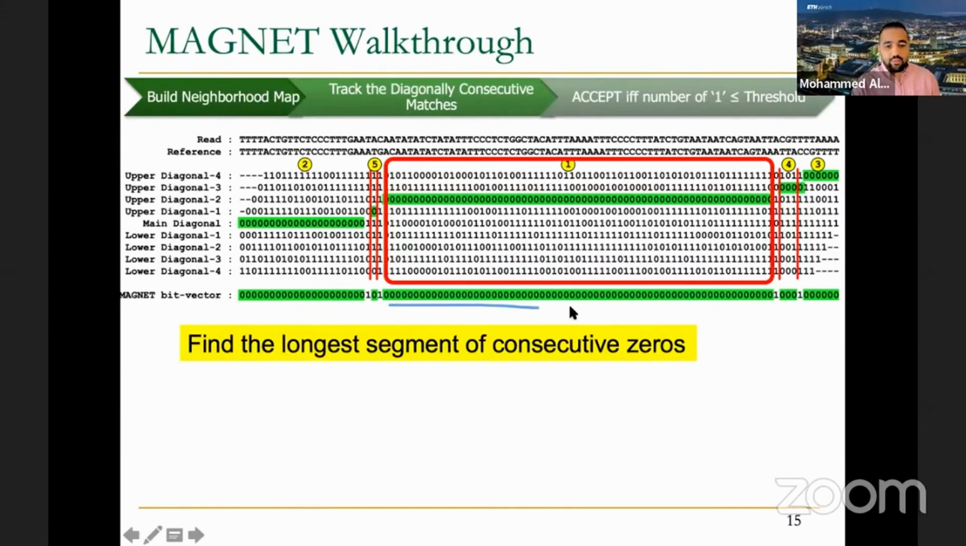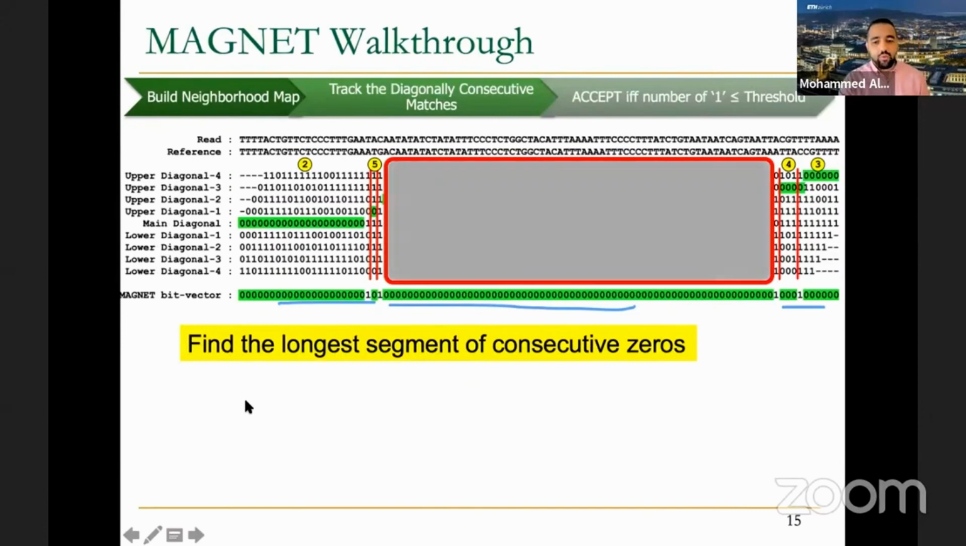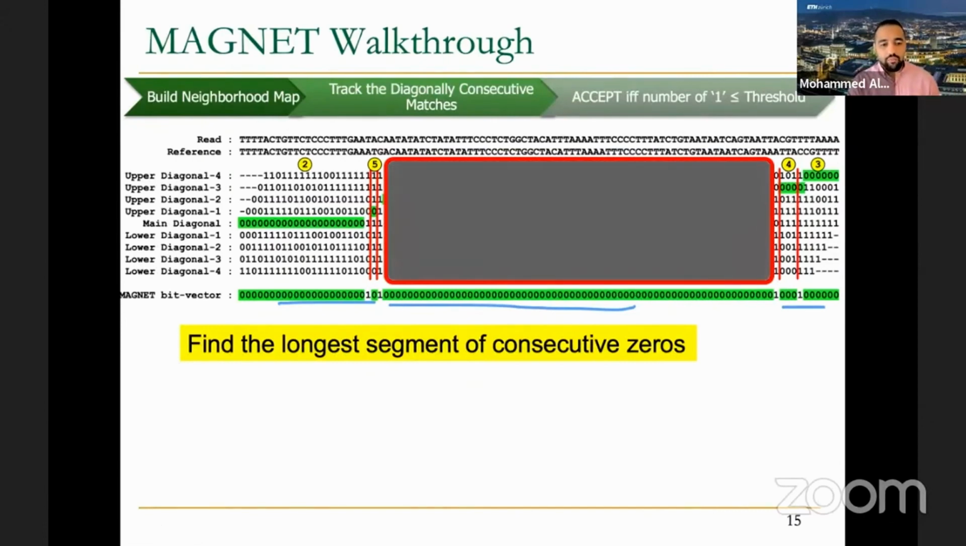Highlight. We first get this segment in the results. The rest is still not calculated. We don't have these yet. And now we cancel the entire area. Now, how do you cancel it in a real implementation? For us, we change everything into ones. So you'll never calculate it again.